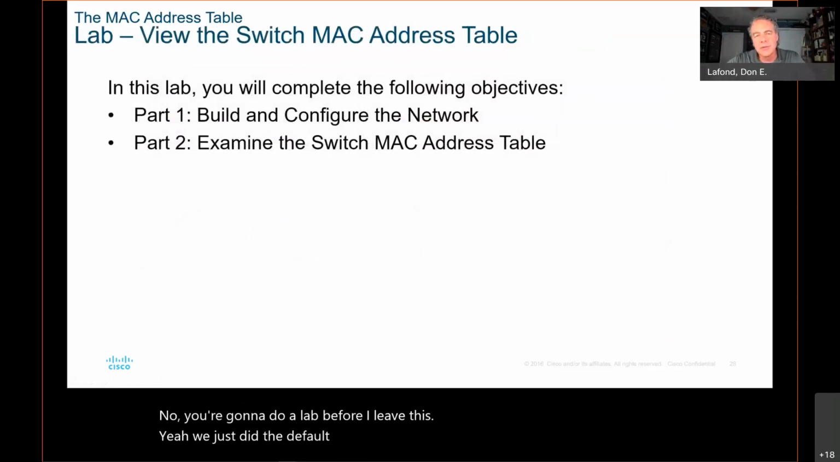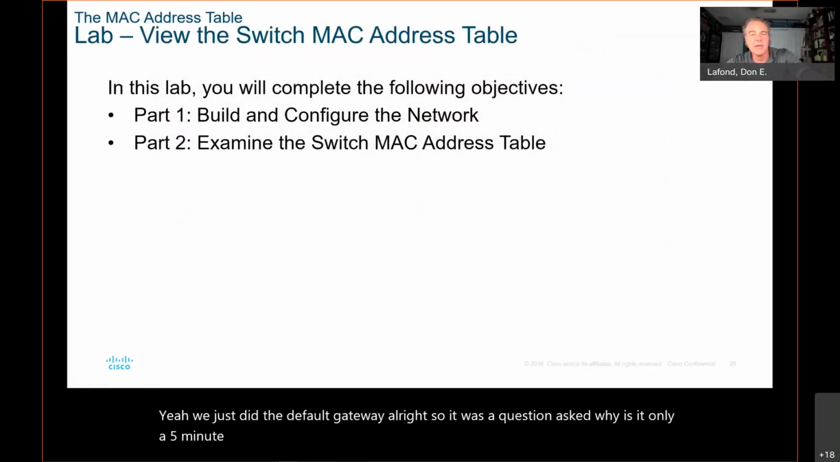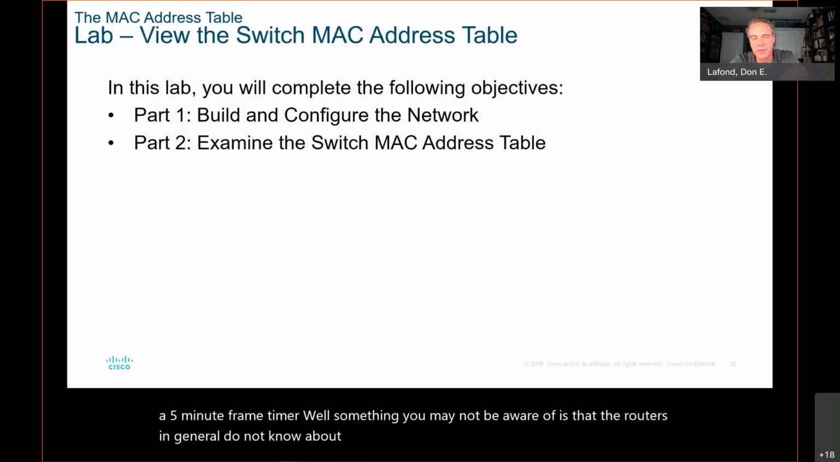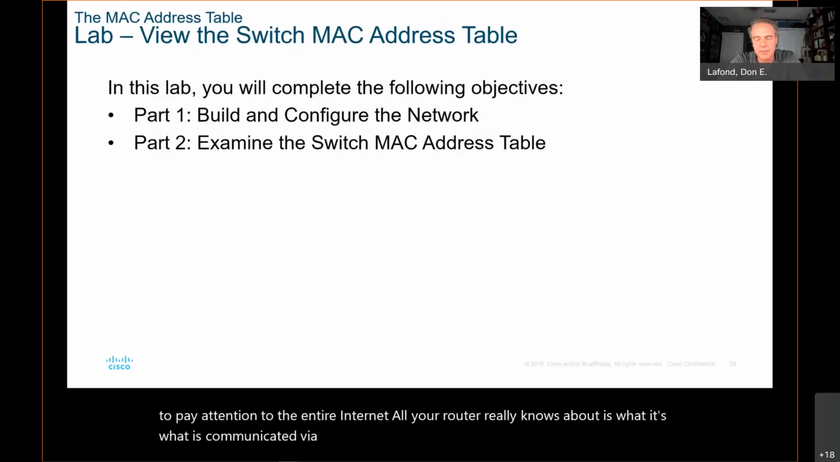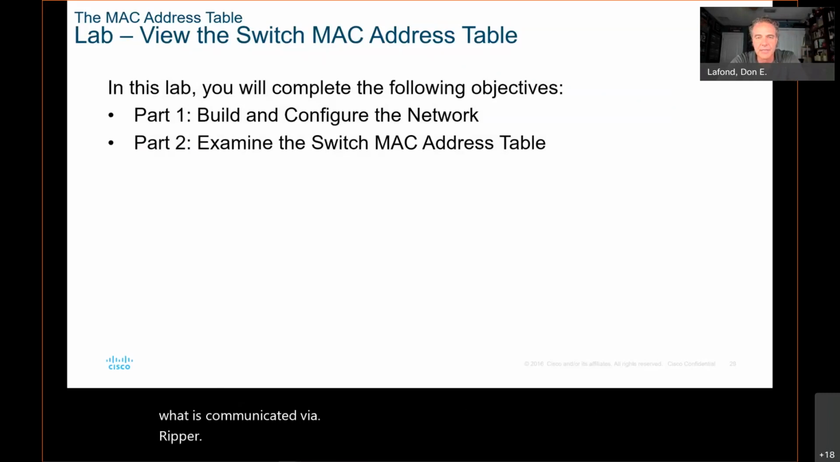All right. So there was a question asked, why is it only a 5-minute frame timer? Well, something you may not be aware of is that routers in general do not know about the entire internet. That's for the higher level domains to pay attention to. All your router really knows about is what is communicated via RIP or EIGRP or OSPF. That's all it knows about, and that's all it maintains in its own routing table.